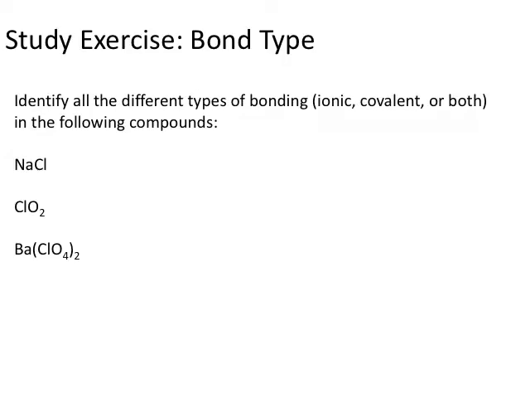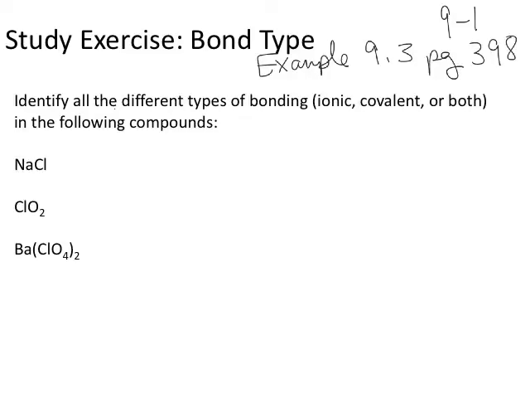Okay, so this is problem 9-1. Identify all the different types of bonding, ionic, covalent, or both, in the following compounds. Hopefully you're already doing this since you had to do this in order to name the compounds back on the first exam. You can look at example 9-3 on page 398 in your Tro textbook. That might be helpful.